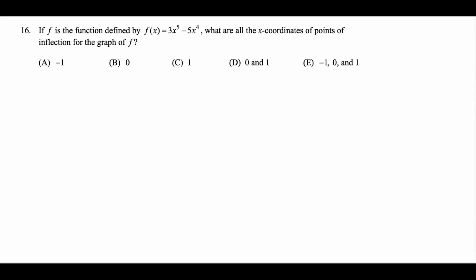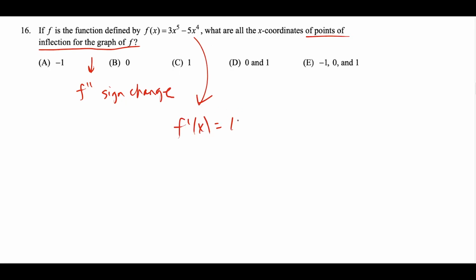So for question 16, it's all about really knowing your vocabulary and your theorems. And what we need to know here is that when we want to find points of inflection of a function, this tells me right away that we need to investigate the second derivative and look for a second derivative sign change. So to start, we're starting with f of x. We want to find the first derivative, which is going to give us 15x to the fourth minus 20x to the third. And then this is going to tell us the second derivative. So we're using the power rule straight across again. So we have 60x to the third minus 60x squared.